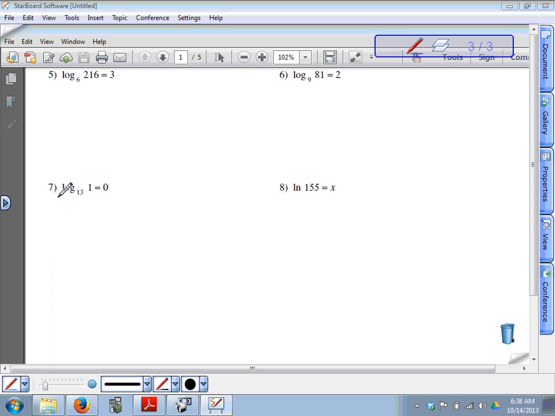Alright, question 7. To get rid of a log base 13, use a base of 13. So 1 is equal to 13 to the 0. And number 8, to get rid of a natural log, you have to use a base of e. You have 155. So e to the power of x.